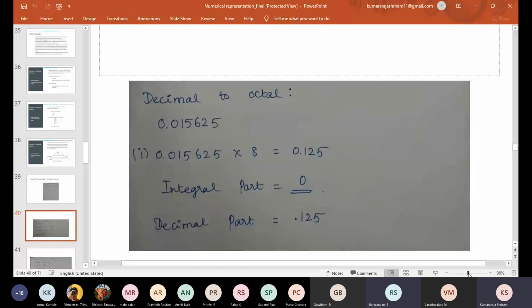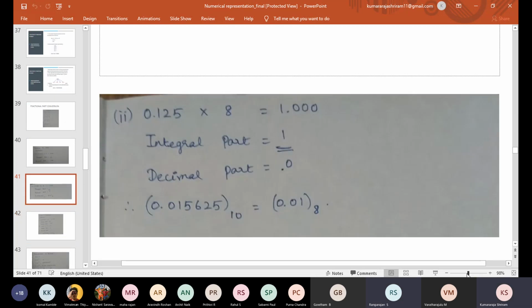Kumar Raja. I have taken the example of 0.015625. In the first step we convert 0.015625 times 8, which is equal to 0.125. The integral part is 0 and the decimal part is 0.125. Next step: 0.125 times 8 is equal to 1.000. That is, the integral part is 1 and the decimal part is 0.0. So when we take out the integral parts, we get the answer: 0.015625 to the base 10 is equal to 0.01 to the base 8.